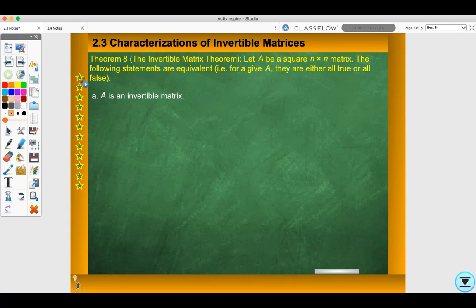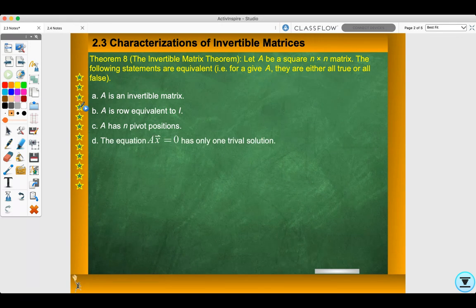A, A is an invertible matrix. B, A is row equivalent to the identity matrix. C, A has n pivot positions. D, the equation AX equals 0 has only the trivial solution. E, the columns of A form a linearly independent set.